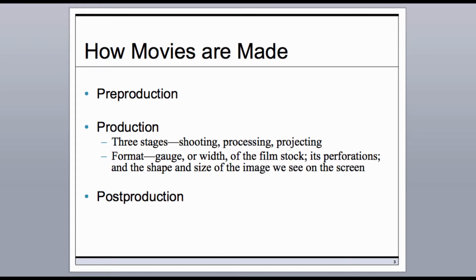We've got 3 stages of film: the pre-production, where everything is planned out, the script is pretty well prepared. The production is next, and in the production process, there are 3 stages, and those are shooting the actual film needed, processing the film, and then projecting it into a final format. Looking at the format, there's a gauge or width to the film stock, and at first, we'll look at how the perforations are made in the film to make it run properly, and then there's post-production, where the actual editing took place. So we'll be looking at that as well.